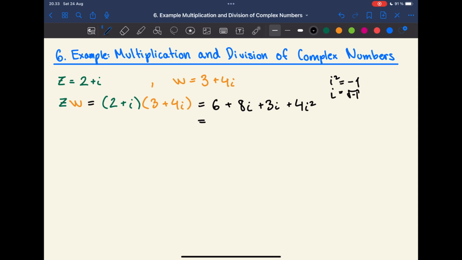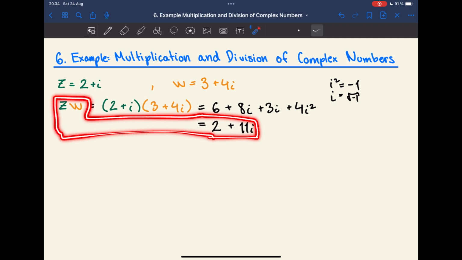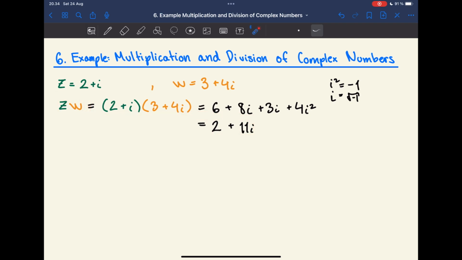So if we go ahead and use that, this would give us minus 4, and here we have plus 6, so that's going to give us 2. And for the imaginary parts, we just add them together, so we're going to get 11i. Perfect. So that is the result. If we had to multiply c and w, then the answer should be 2 plus 11i. Let's just put a quick box around that, because that's our first result.